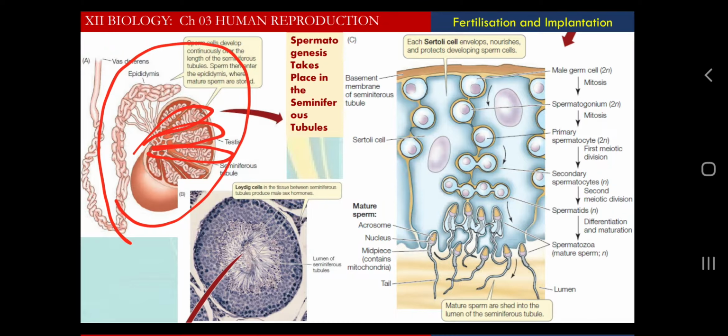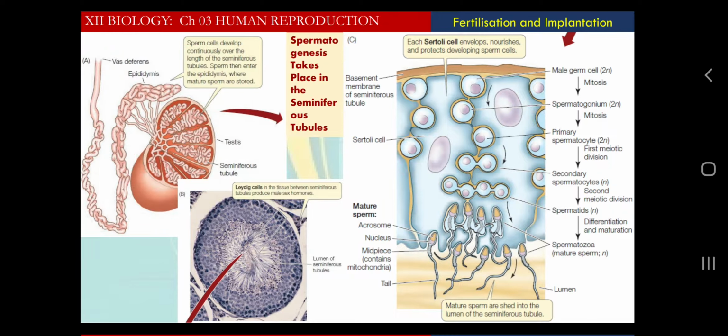Seminiferous tubule, you can remember the name also, because the liquid in which sperms get nutrition, get maturation, and move is called semen, and the name is seminiferous tubule. This is how we can remember. So the seminiferous tubule is a tube-like structure in which sperm production takes place.